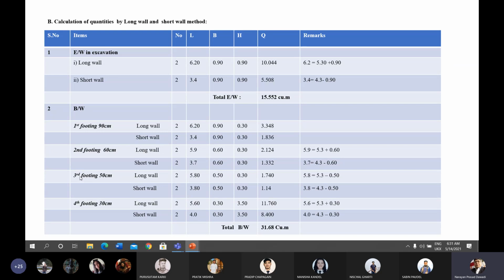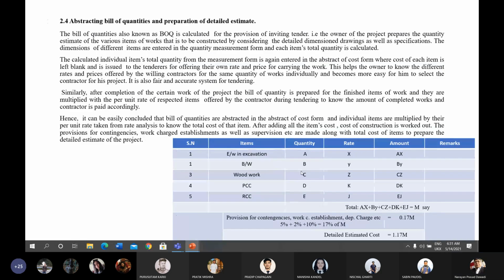For the third footing, the length of the long wall: the third footing is 50 centimeter, and the width is 50 centimeter, that is 0.50 meter. Hence the 0.50 meter should be added to the 5.3 meter center to center length of the longer side, and you will get the value of 5.8 meter. This value is plus here, not minus.